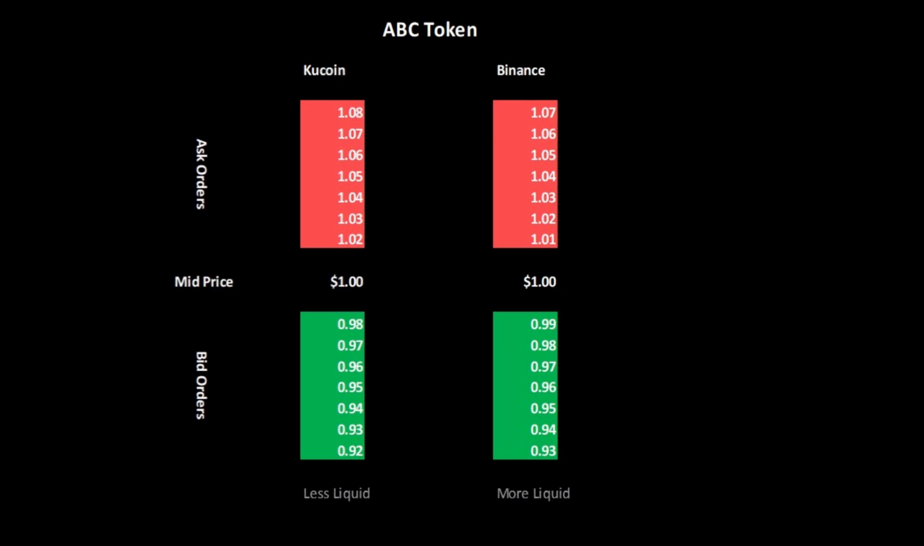Generally speaking, a tighter spread indicates a more liquid market, as tighter spreads are indicative of a higher trading activity and more competitive price action. So in our hypothetical scenario, KuCoin is the less liquid market and Binance is the more liquid market.